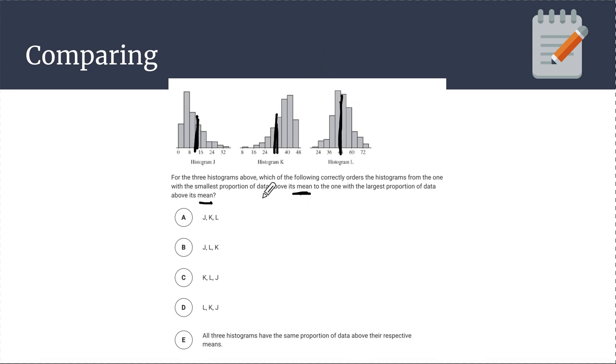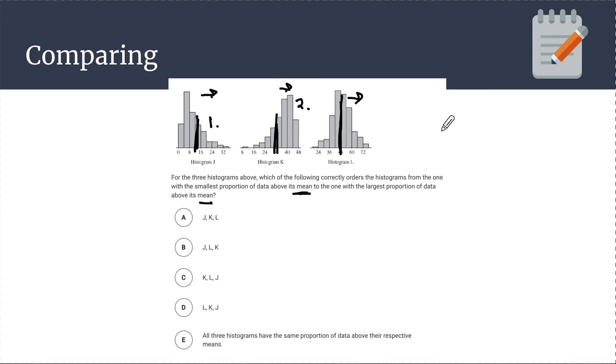All right. So we go, okay, which of these histograms then has the largest or smallest proportion of data above its mean? So we're talking about that direction. All right. So we go, all right, this guy, histogram J, has actually very little data above its mean. So this one I think is going to be the smallest. K has a lot of data clumped above that mean. I think it's going to be biggest. And here the mean kind of splits at 50-50.